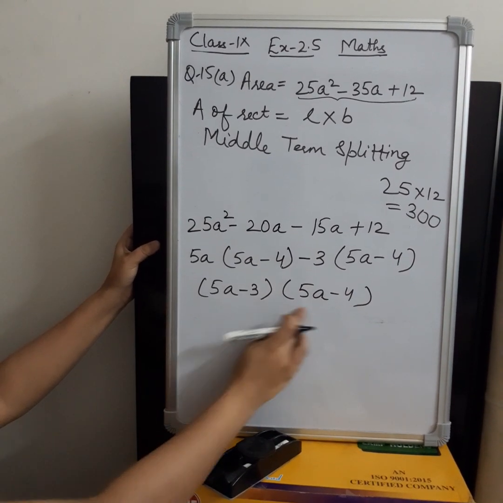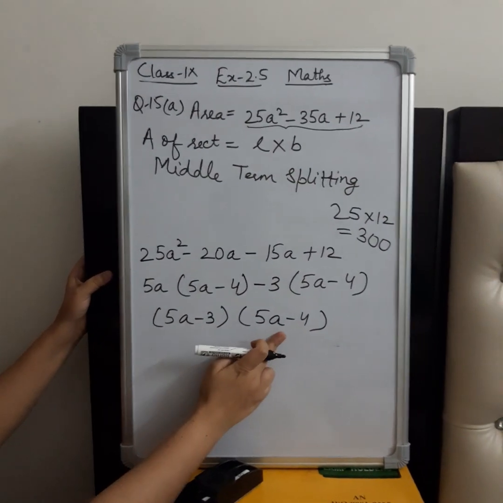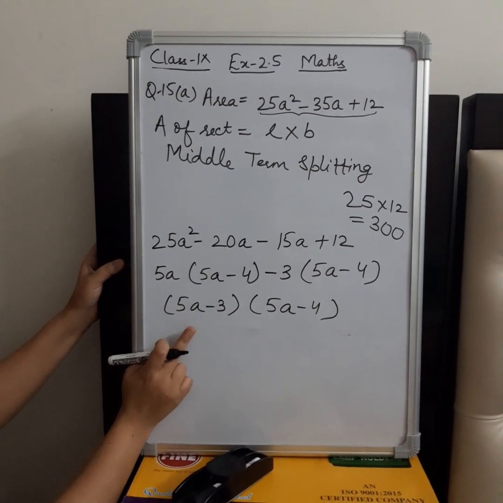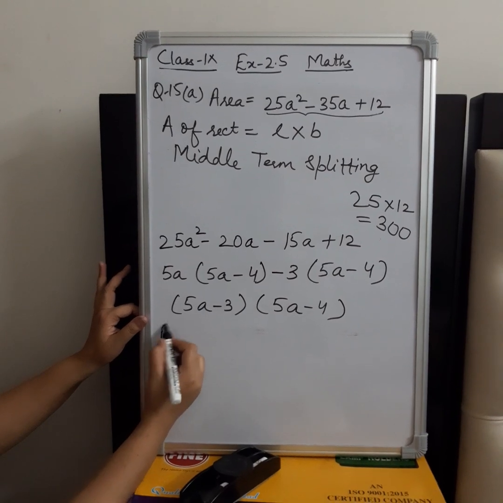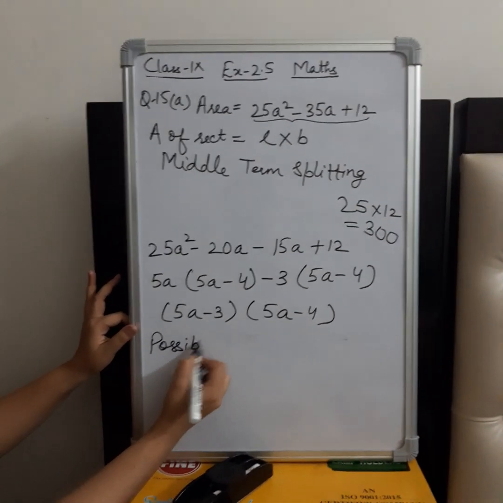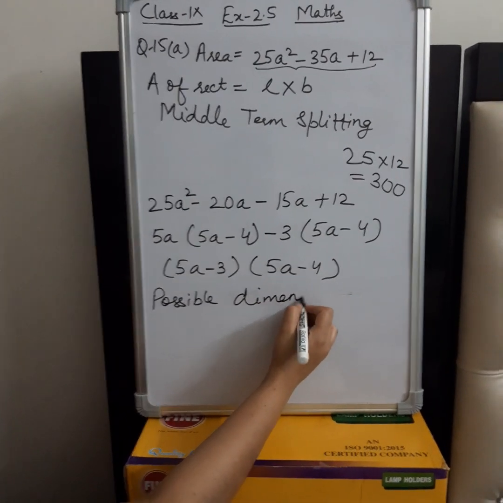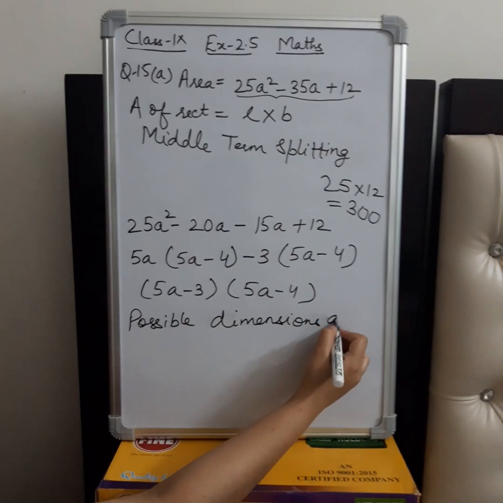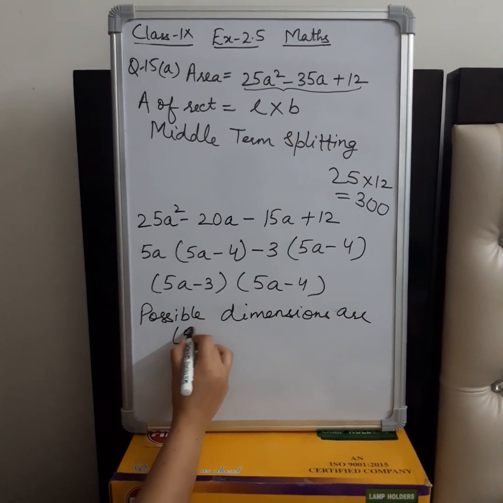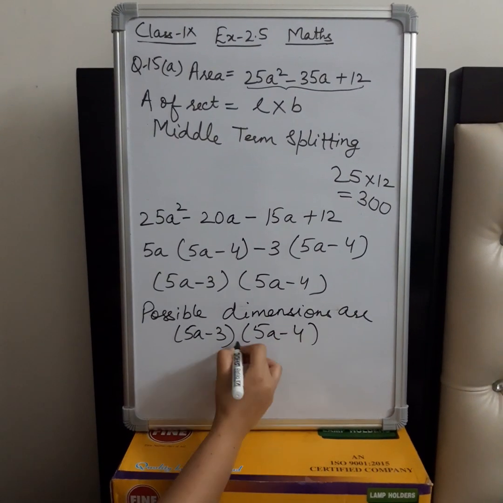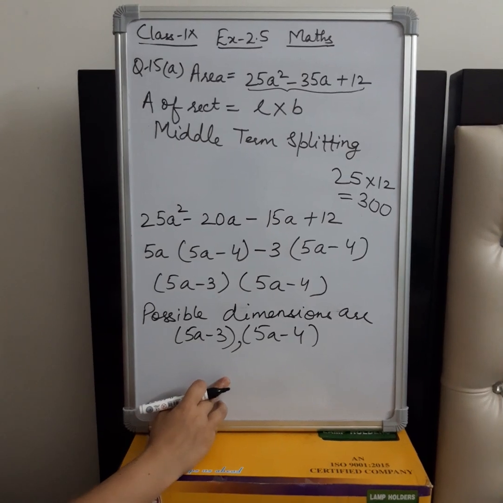So either this can be the length and this the breadth, or this as length and this as breadth. So the possible dimensions are, you can write, possible dimensions are 5a minus 3 and 5a minus 4. Same way you have to do the second part.